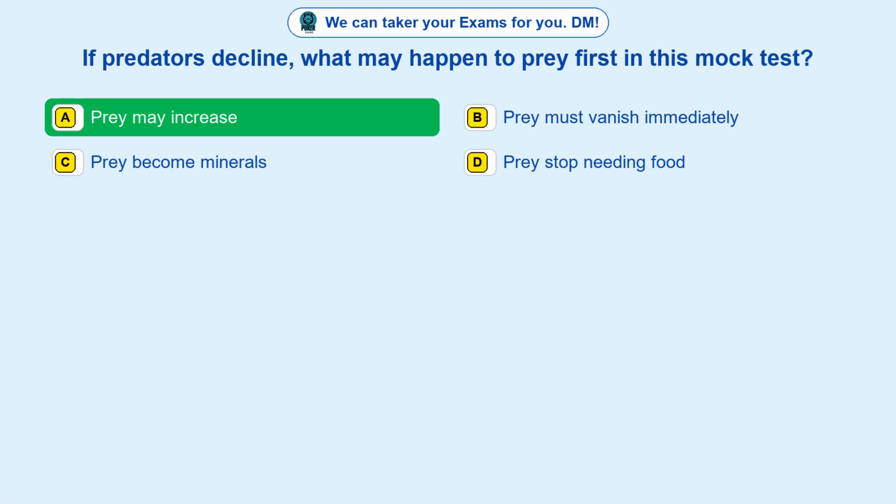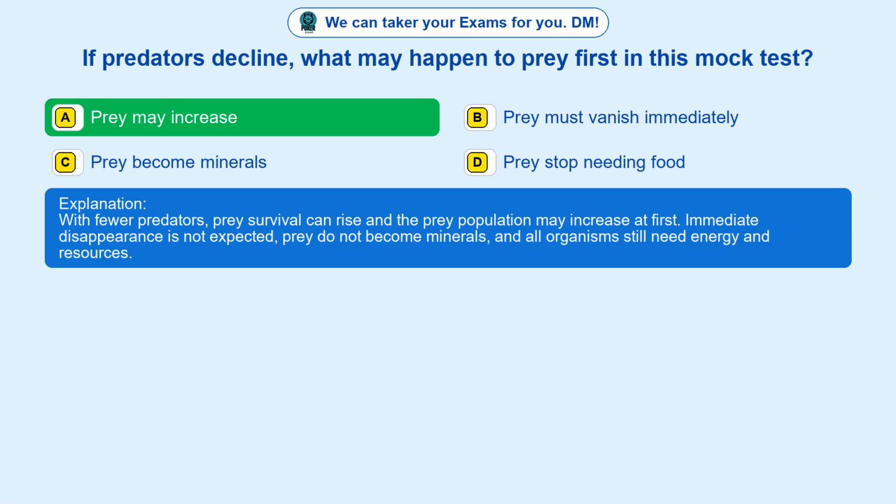Prey may increase. With fewer predators, prey survival can rise and the prey population may increase at first. Immediate disappearance is not expected, prey do not become minerals, and all organisms still need energy and resources.